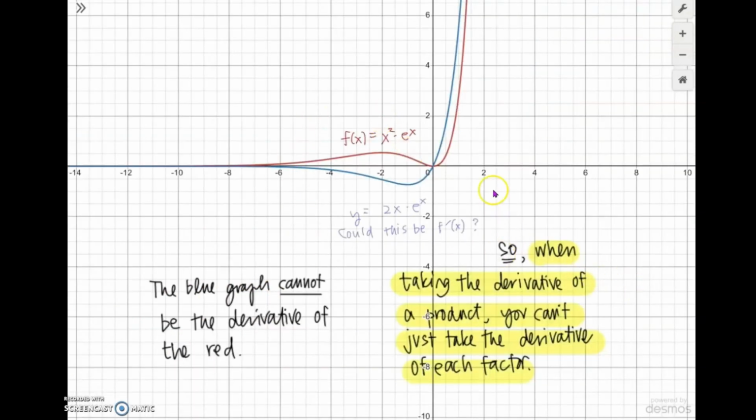And just from this one example, we can see that when taking the derivative of a product, you can't just take the derivative of each individual factor. It's not going to work. So now we talk about the product rule. When we want to take the derivative of a product, how is that going to work out?